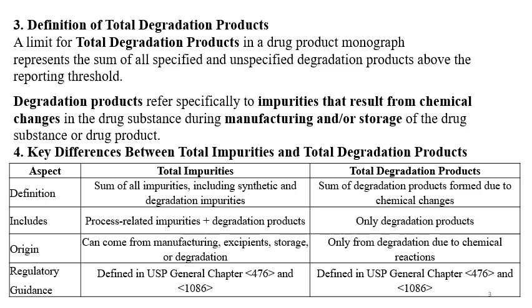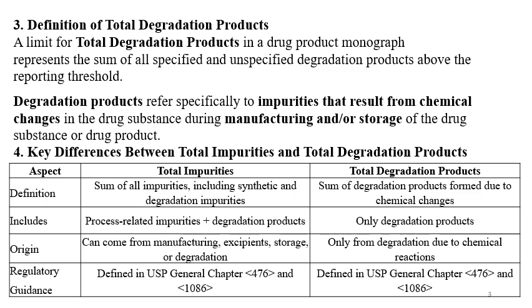Now see the differences between total impurities and the total degradation products. Total impurities are the sum of all impurities, including synthetic and degradation impurities. Total degradation products are the sum of degradation products formed due to chemical changes. So understand here that total impurities will always be higher than the total degradation products, because total impurities cover all impurities including synthetic and degradation impurities, but the degradation products include only the degradants.